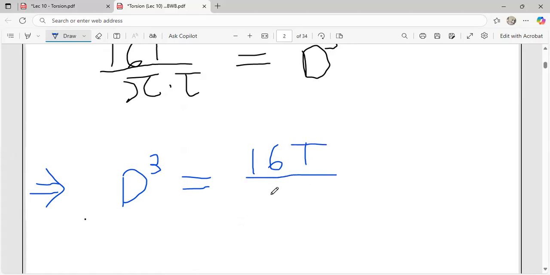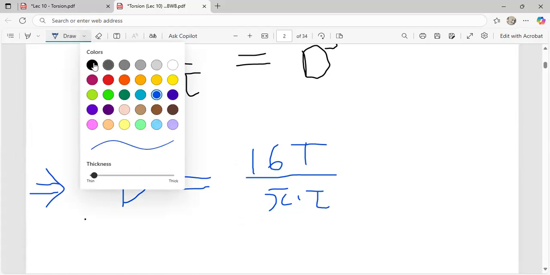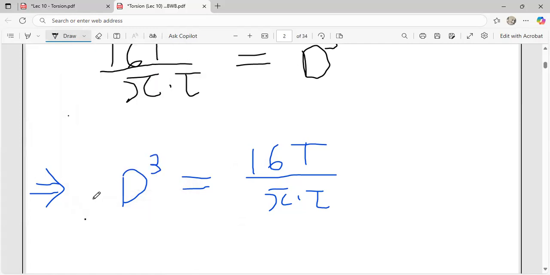All over pi tau. Okay. So from here, because the d is cubed, we want the d to stand alone. In this case, it is just like d times d is equal to 16t over pi tau. Okay, but we don't want it to be that way. So we have to take the cubic root of both sides to take care of the root sign.